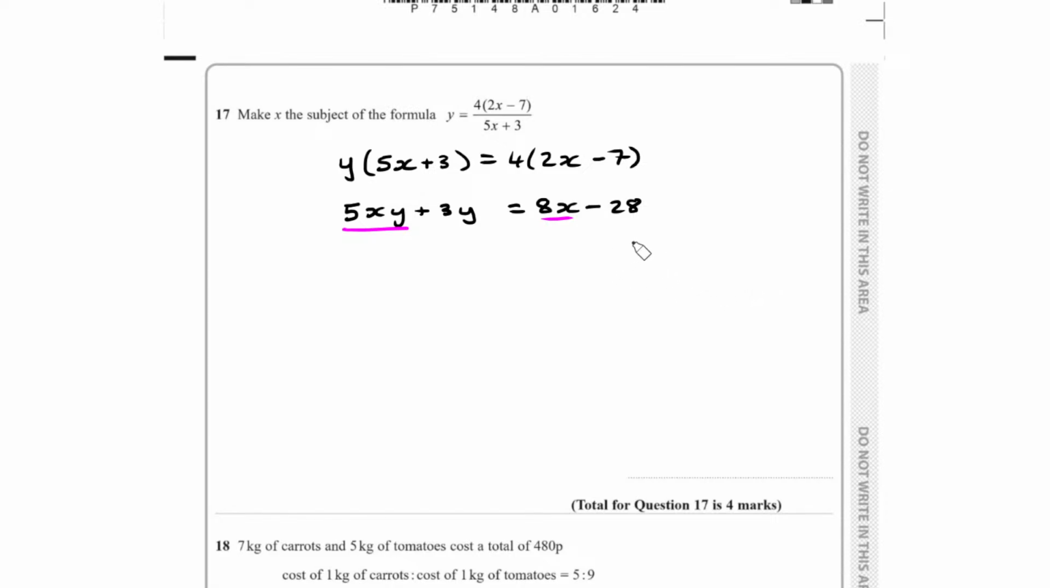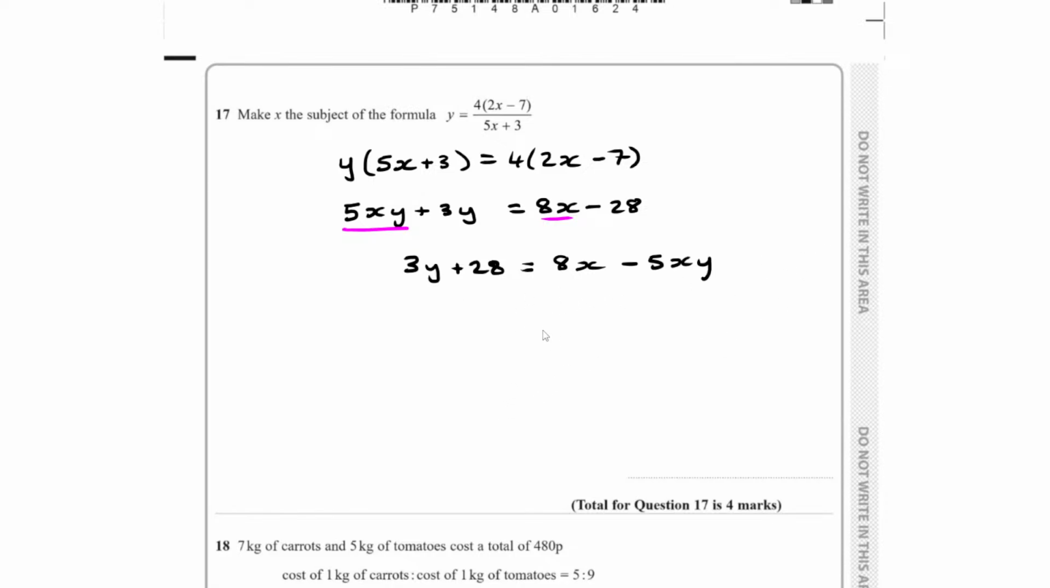So what I might do is move all the x's to the right, because I think overall I'll have fewer negatives and that's just what I prefer. So 3y, I'd have to add 28, wouldn't I? So that would become positive here. 8x is already fine. And then I'd only just have to subtract the 5xy. Do you see how that's the only one with a negative? So that's a little bit easier than moving all of them to the left, which you can still do. It's absolutely fine. It's not wrong. But I just prefer it this way.